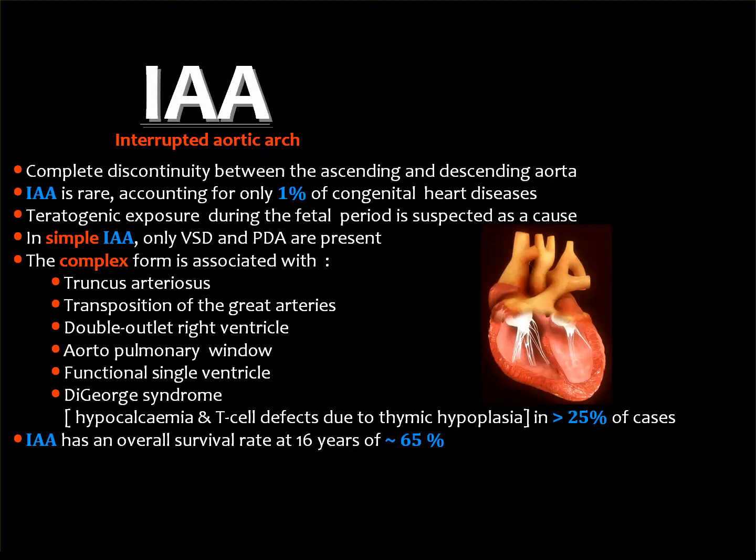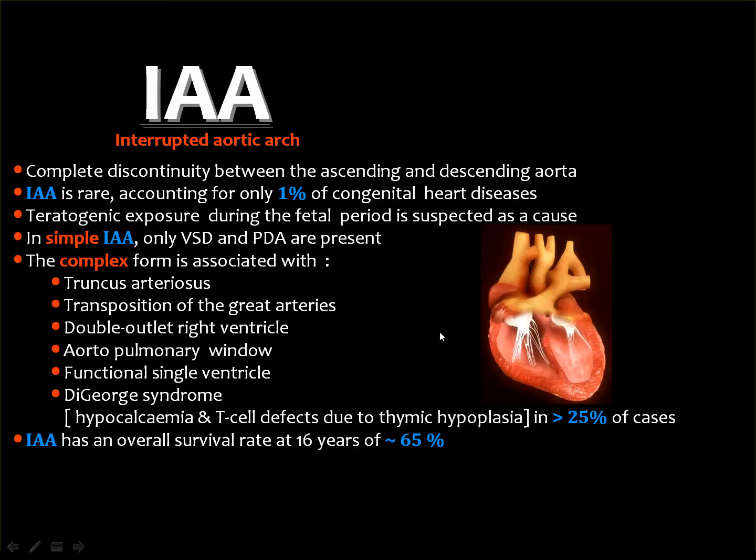Then we came to the interrupted aortic arch, which means that there is total interruption of the aortic arch between two segments, and of course there should be a patent ductus arteriosus. This interruption of the aortic arch is rare. It accounts for only 1% of congenital heart disease and is thought to be due to exposure to teratogenic agents.